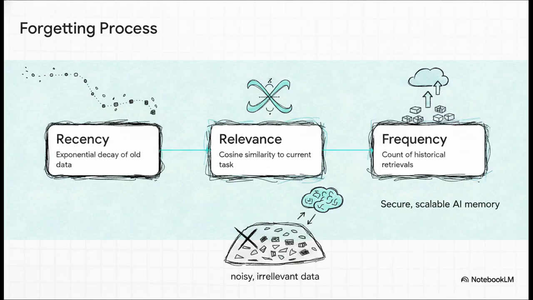The first layer of defense is rate limiting the memory itself through selective forgetting. This is driven by the RFIR formula. Step 1 is recency, using exponential decay to phase out old data. Step 2 is relevance, ensuring cosine similarity to the immediate task. And step 3 is frequency, tracking how often historical data is actually retrieved. This mechanism strategically prunes noisy data to prevent your databases from becoming expensive, bloated landfills of irrelevant information.